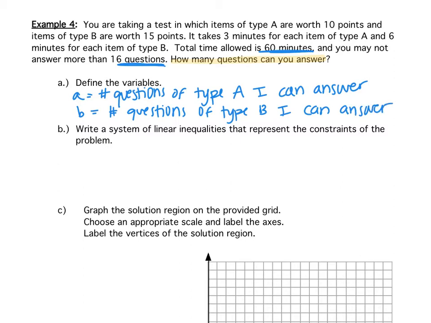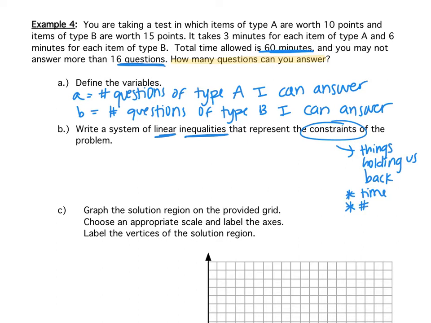Okay, so now we need to write a system of linear inequalities that represent the constraints of the problem. Constraints just means the various things holding us back. So why can't we just answer all the questions? Well, we only have a certain amount of time and we can only answer up to 16 questions. So in this case, the first one is time. And then the second one is we can only do 16 questions.